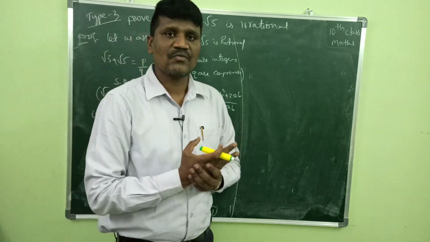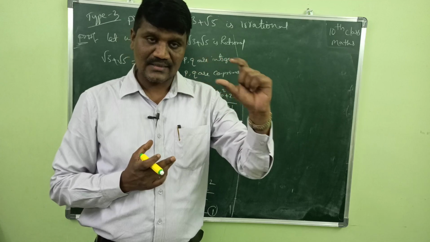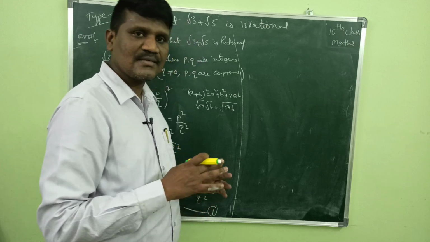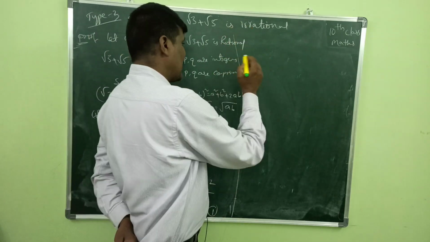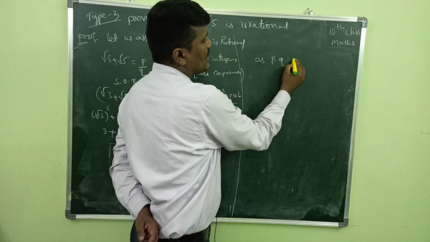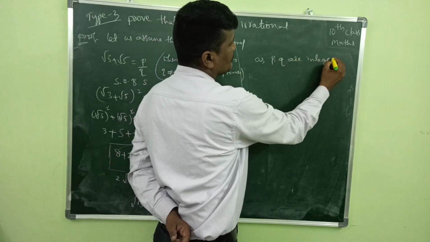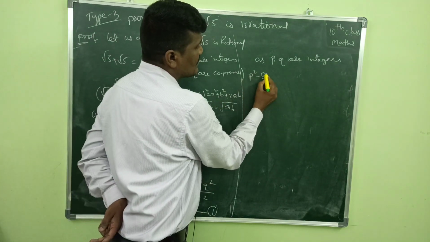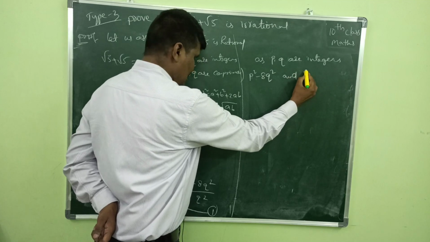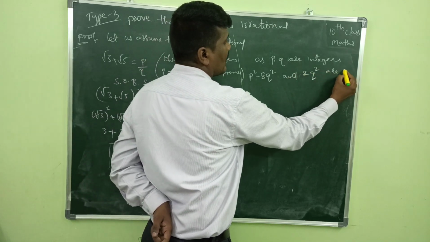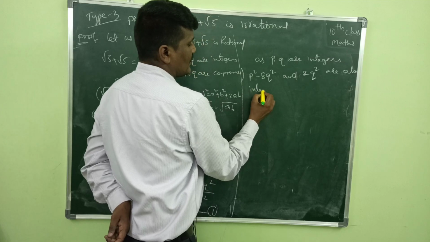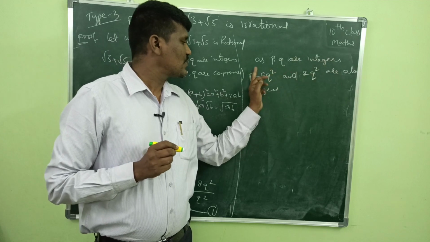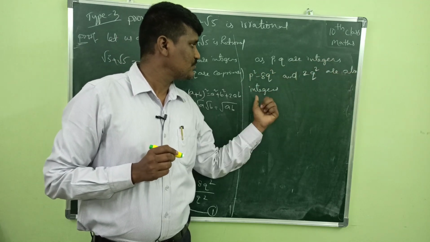So after getting equation number 1, what should we write? I should write that numerator and denominator both are integers, so the total RHS is a rational number. So I'll write now: p comma q are integers. This numerator p square minus 8q square and the denominator 2q square are also integers. As p comma q are integers, p square minus 8q square and 2q square are also integers.